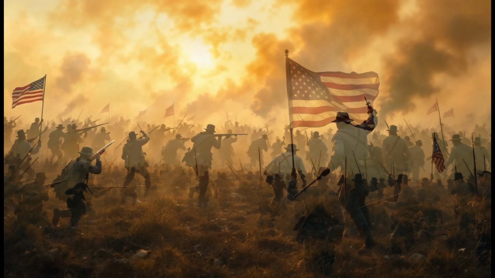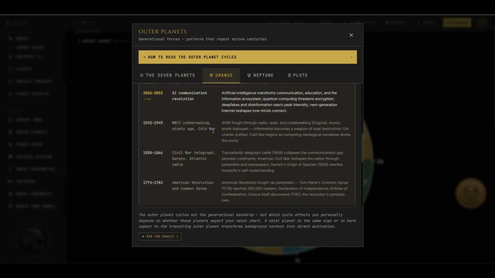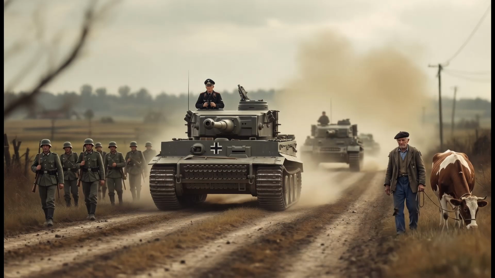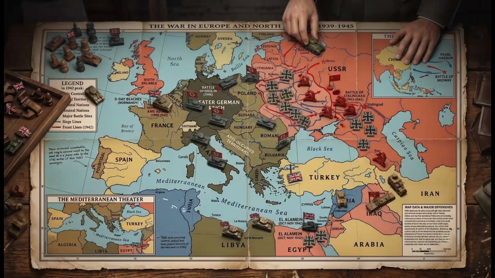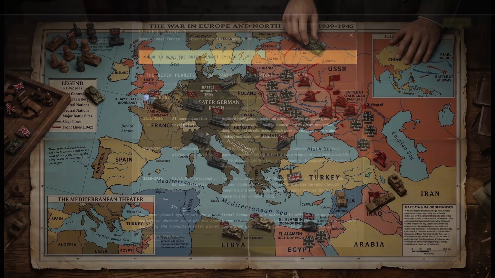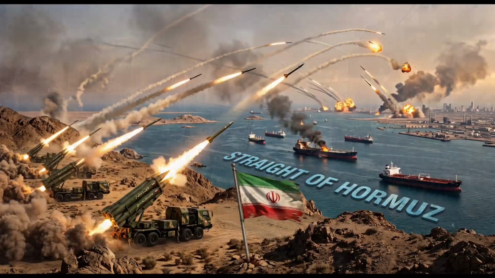Uranus in Gemini again, the Civil War, the nation being torn apart and reconstituted through the most consequential internal conflict in its history. Exactly 84 years after that, 1942 to 1949, Uranus in Gemini, World War II, global conflict on an unprecedented scale, with the United States at the center of it. And now, exactly 84 years after that, Uranus is entering Gemini again.